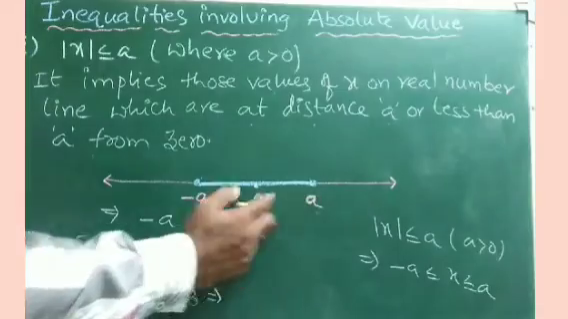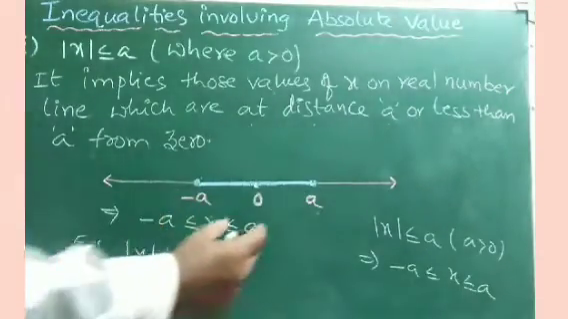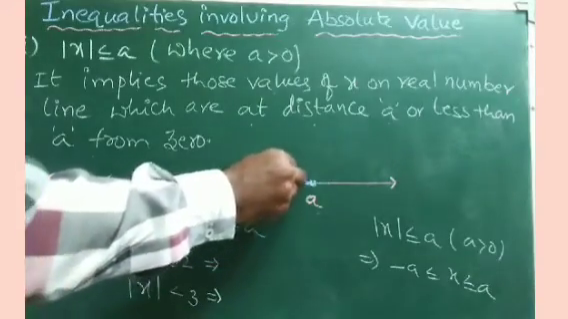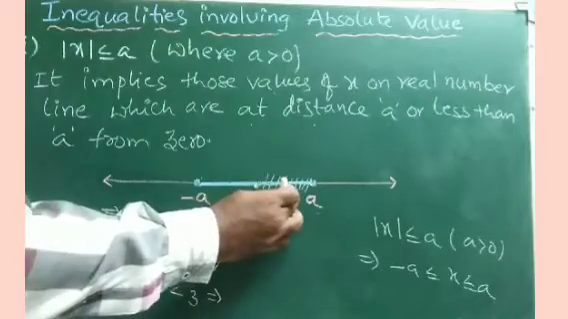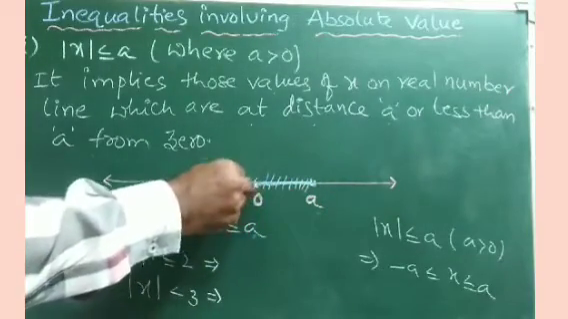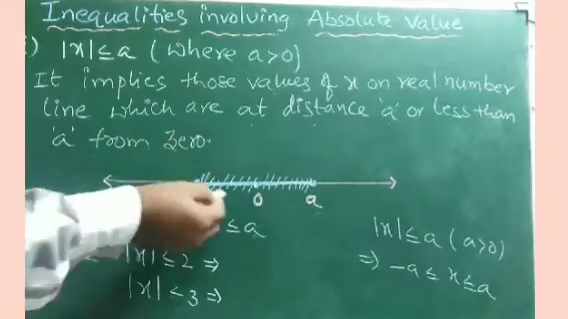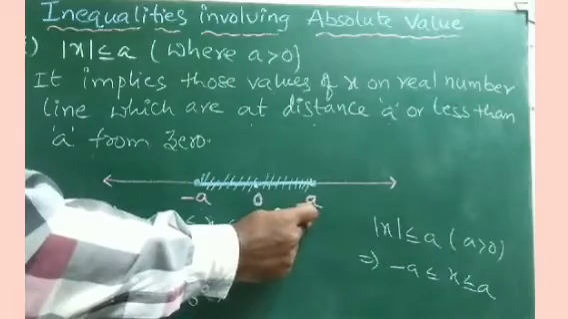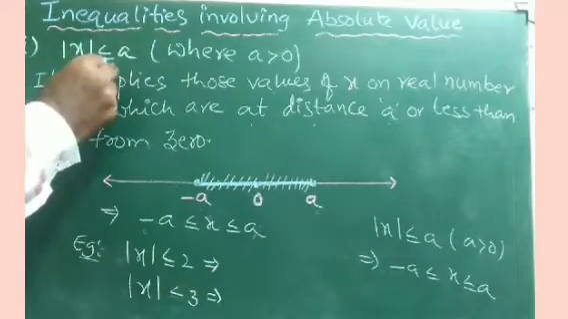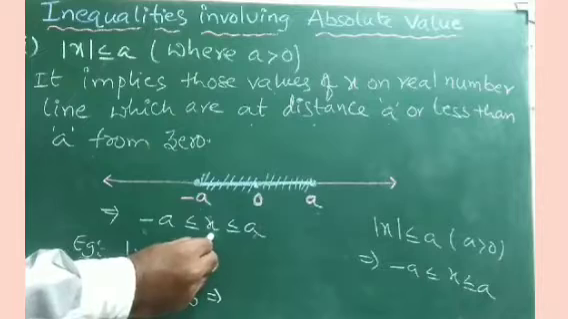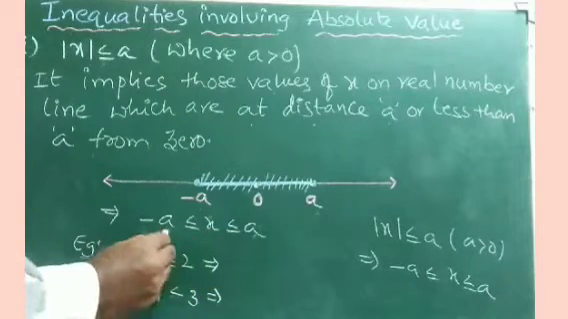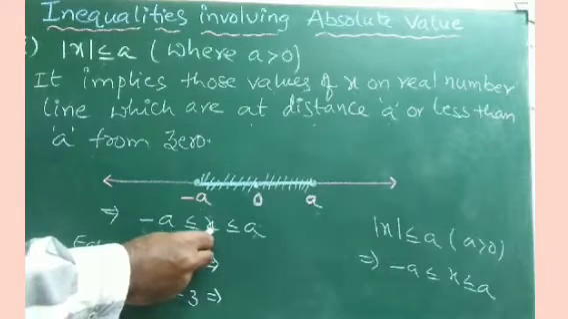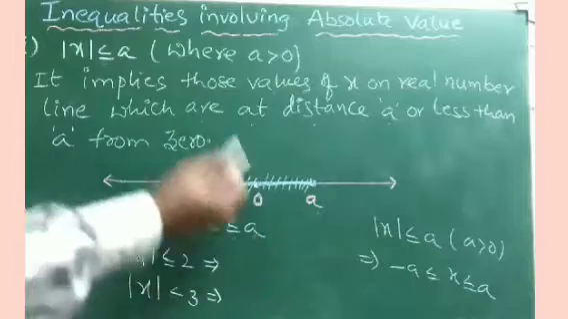So this is the region I shaded with blue color, which are less than a or equal to a. All this comes under this category. Even in the negative direction also, less than a or equal to a. So finally the values are from minus a to a. Hence when modulus of x is less than or equal to a, x lies between minus a and a including them. That is, minus a less than or equal to x less than or equal to a.